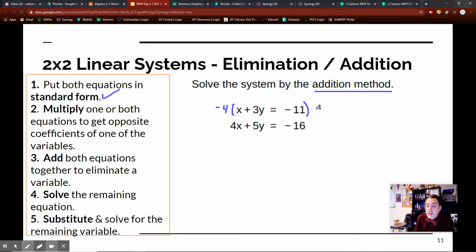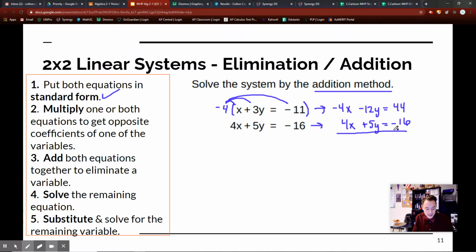We're already changing it. So now my new equation, when I multiply this negative 4 all the way through to all three terms, is negative 4x minus 12y equals negative 4 times negative 11 is a positive 44. And now this one I haven't changed at all, so I'm just going to drag it over so I can have nice, neat, clean math.